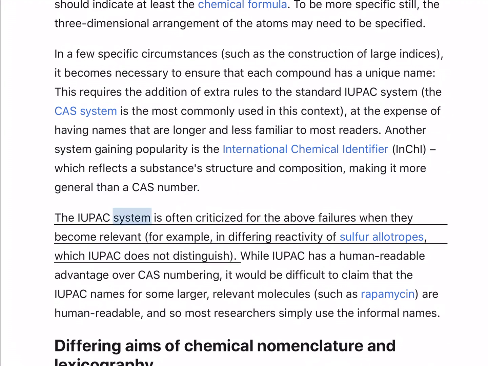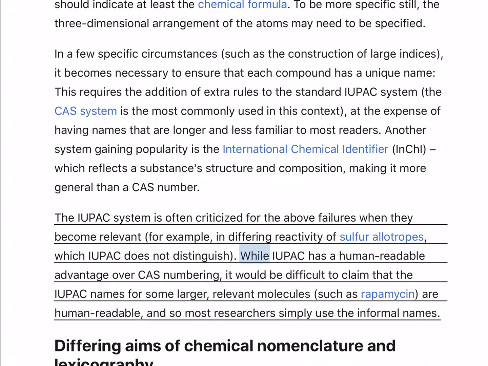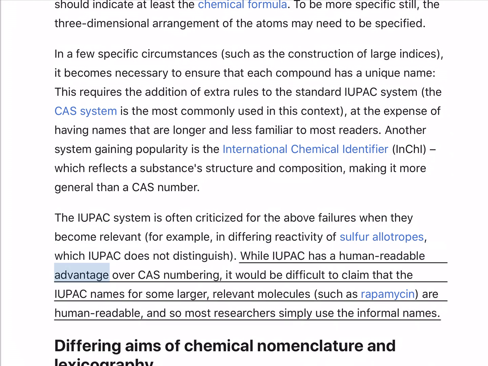The IUPAC system is often criticized for the above failures when they become relevant. For example, in differing reactivity of sulfur allotropes, which IUPAC does not distinguish. While IUPAC has a human-readable advantage over CAS numbering, it would be difficult to claim that the IUPAC names for some larger, relevant molecules, such as rapamycin, are human-readable, and so most researchers simply use the informal names.